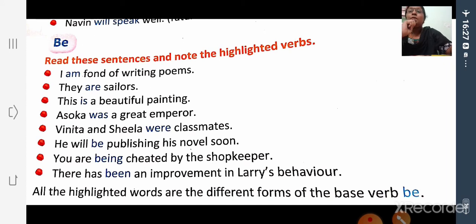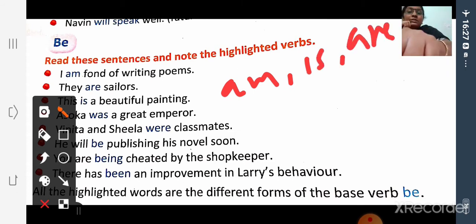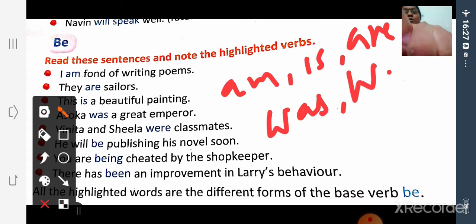Okay. So be forms auxiliary verbs are am, is, are for present tense. If the sentence is in present tense, we can use any of these three auxiliary verbs. Then was, were. So these are called be forms auxiliary verbs: am, is, are, was, were.